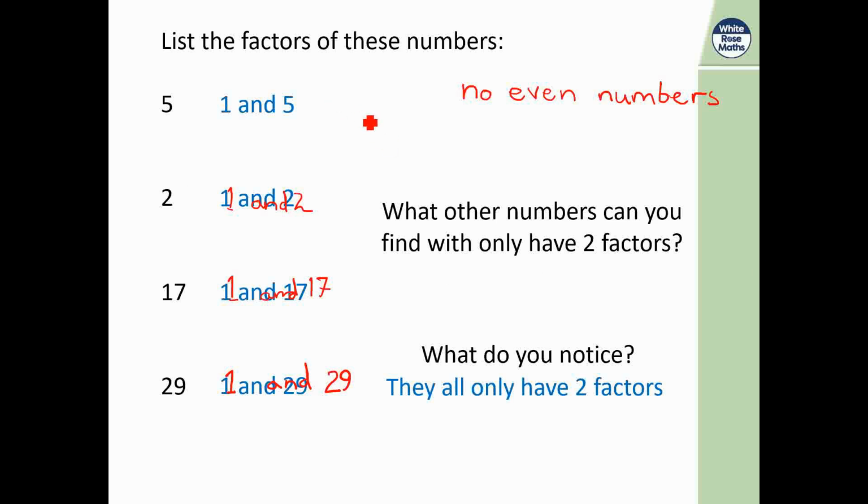3. Is 3 a prime number? Yes, because 3 can only be divided by 1 and 3. Yeah? What about 4? Is 4 an even number? Yes, so we can't have an even number because 4 can be divided by 2. It can be divided by 1, 4, and 2, can't it? So it's already more than 2 factors.